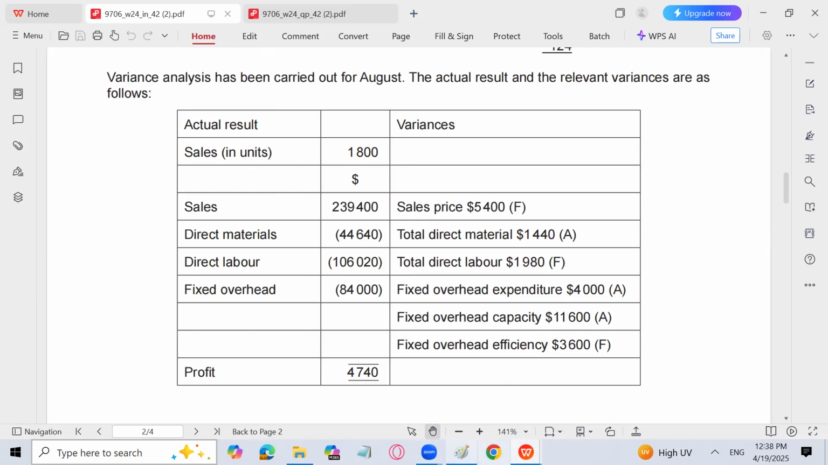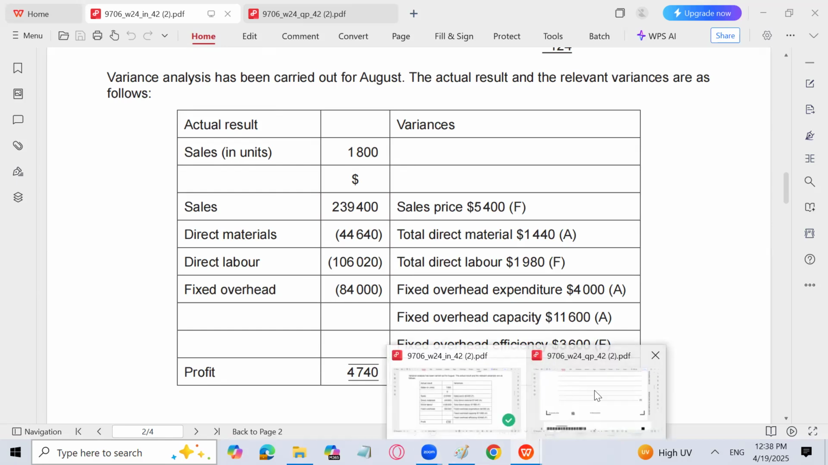Just a minute, what is the question? Is it reducing or increasing?